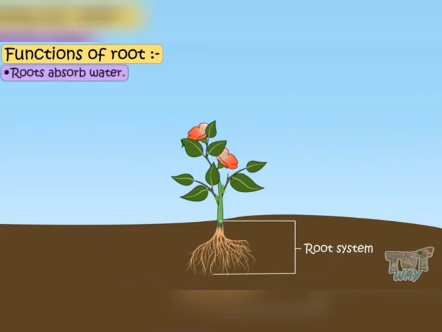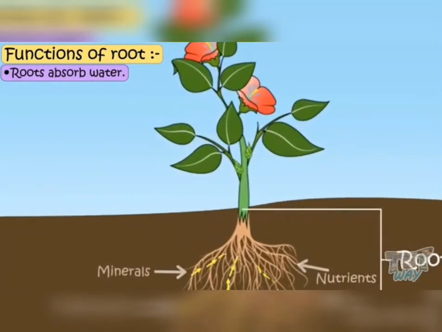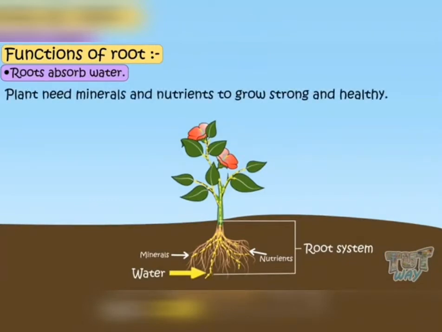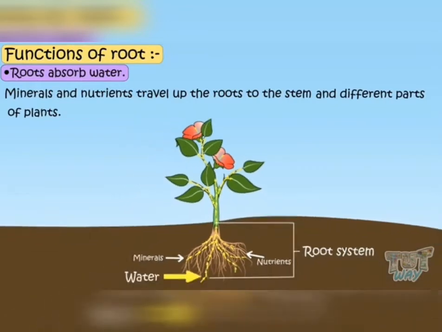Roots absorb water from the soil, which in turn provides the plants with nutrients and minerals. As we need food and water to live, in the same way, plants need these minerals and nutrients to grow strong and healthy. Minerals and nutrients travel up the roots to the stem and different parts of plants to provide nutrition to all parts of the plant.